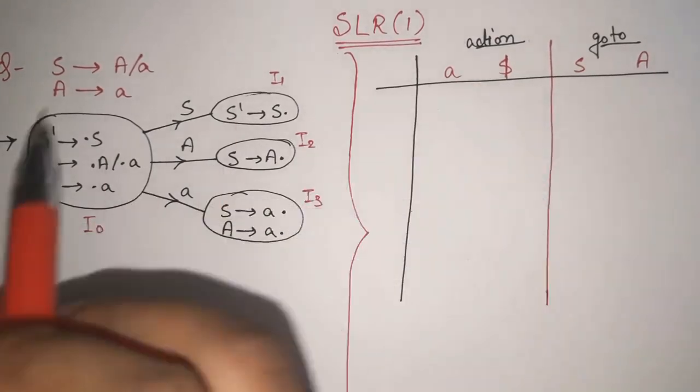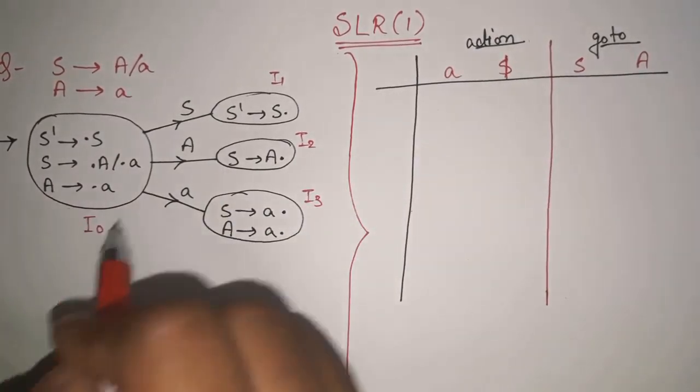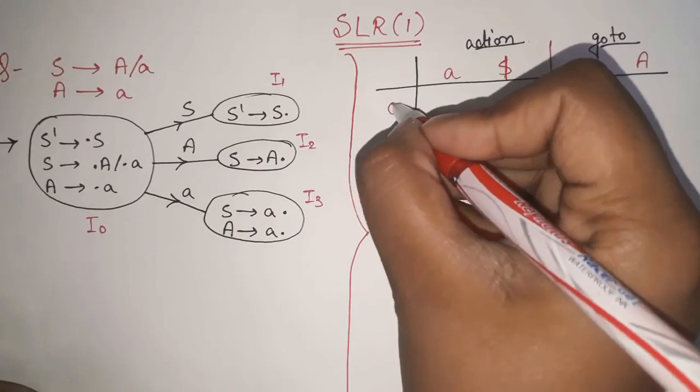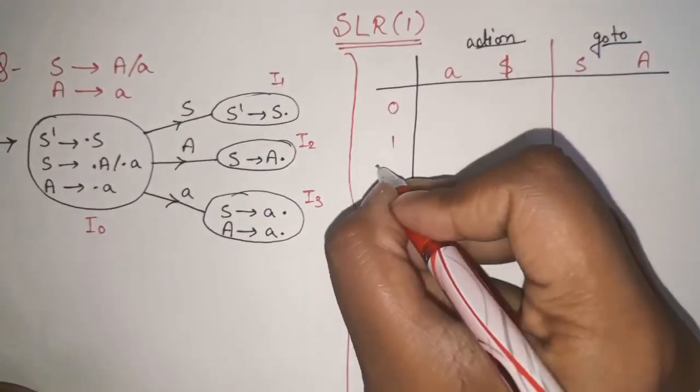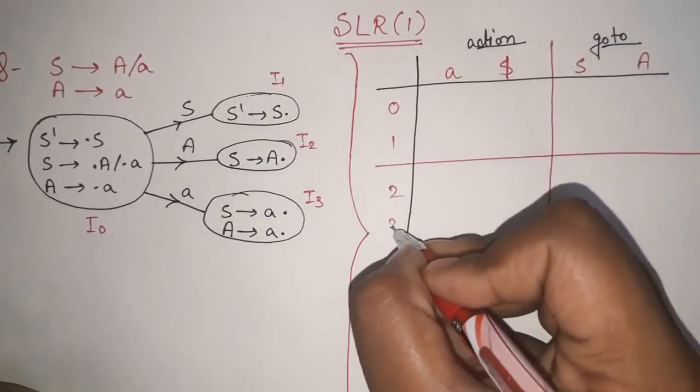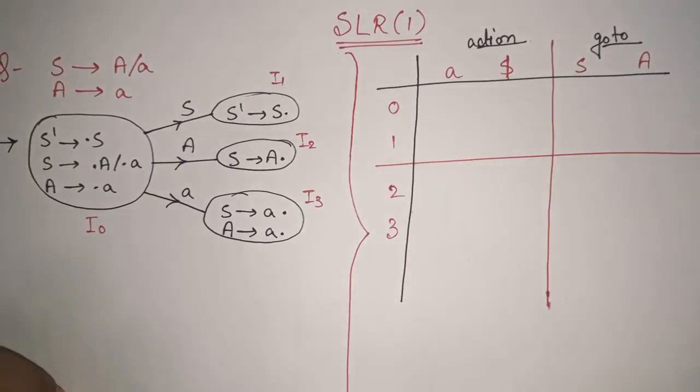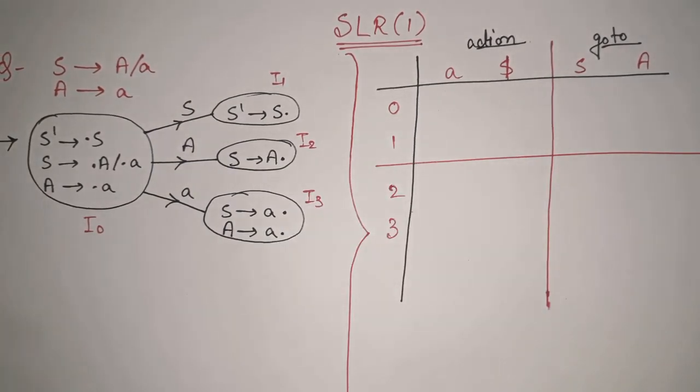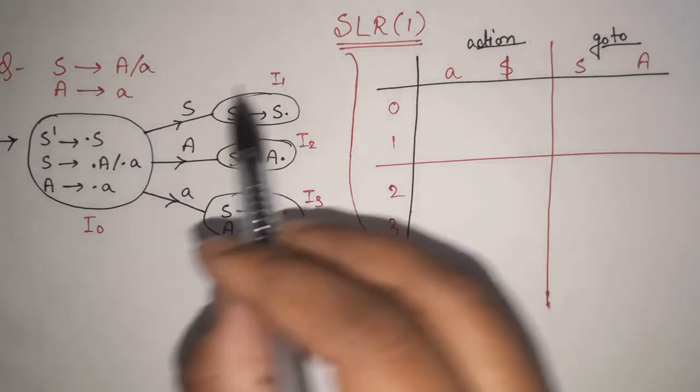All my state numbers. So here my state numbers are 0, 1, 2, 3. These are my state numbers. So this is how I will construct my SLR1 parsing table. Now we will see how to fill this table.